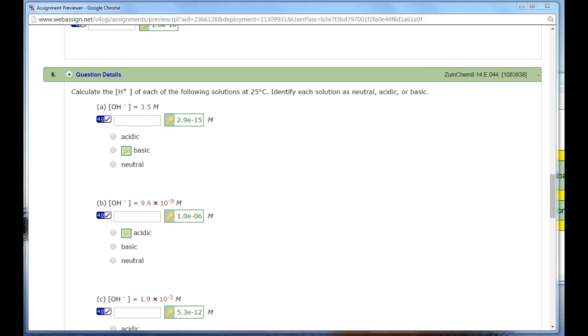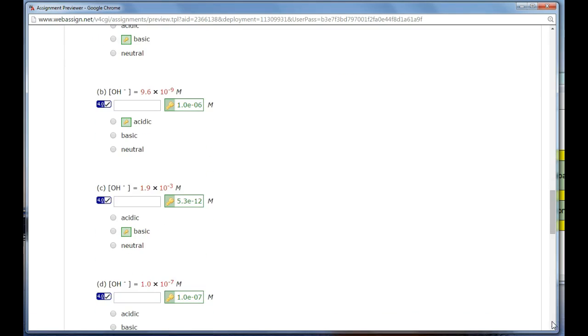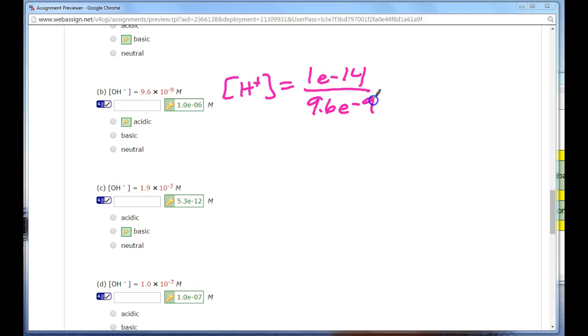The next one. Scroll. Here we have 9.6e minus 9. So again, to find the H plus, we're going to go 1e minus 14 divided by 9.6e minus 9, and we're going to get 1.0e minus 6, and that's our acid part. Now let's see here. This is acidic because our acid parts are bigger than our base parts.